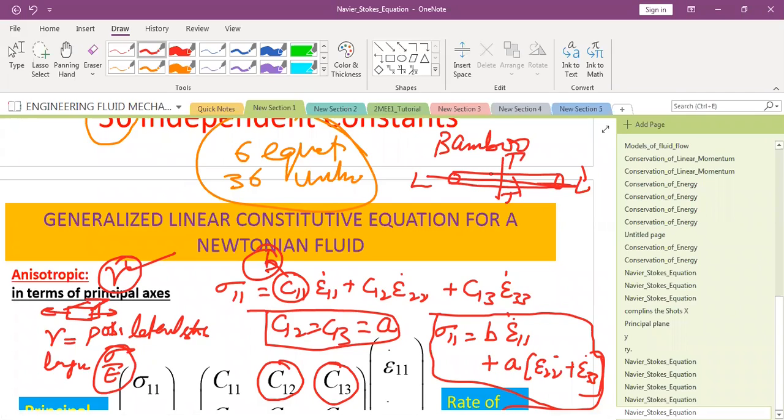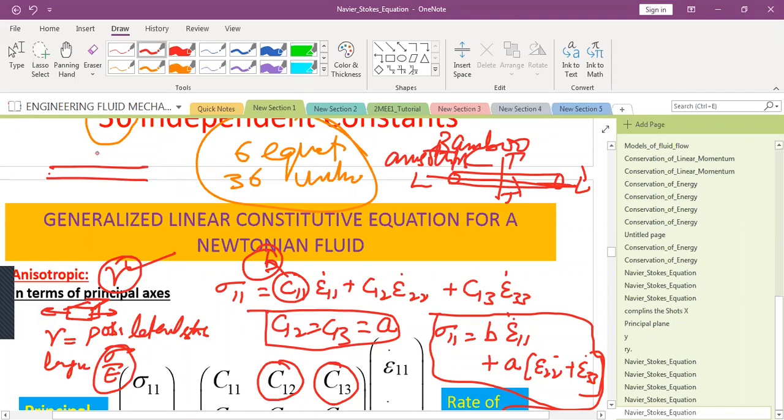ट्रांसवर्स. You go back and then you will get to know it is in longitudinal direction. Longitudinal. यस सर. वो फोर्स लगाते हैं तो टूट जाता है. हाँ, लॉन्गिट्यूडनल में टूटता है. तो ये आइसोट्रॉपिक नहीं है. This is anisotropic case.